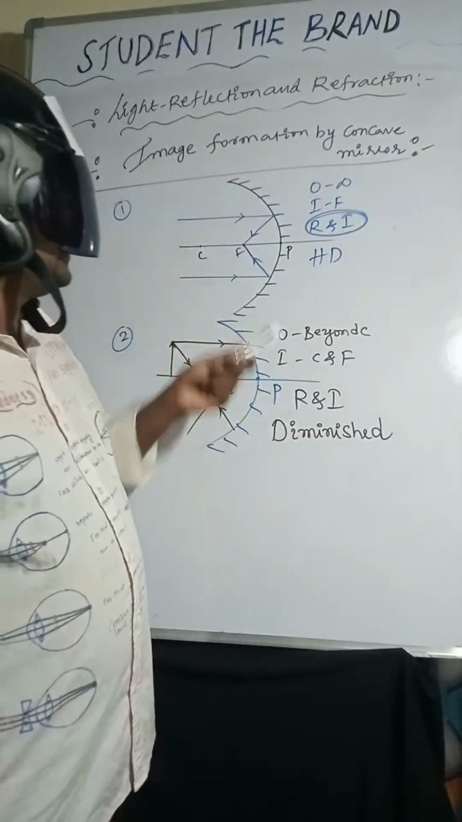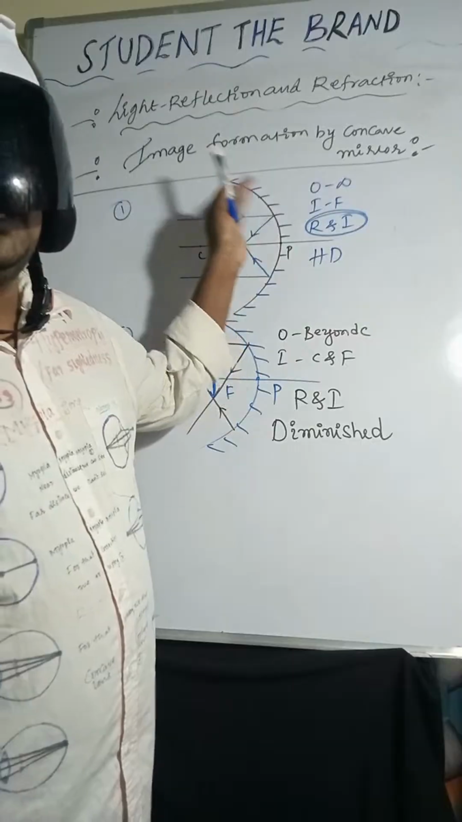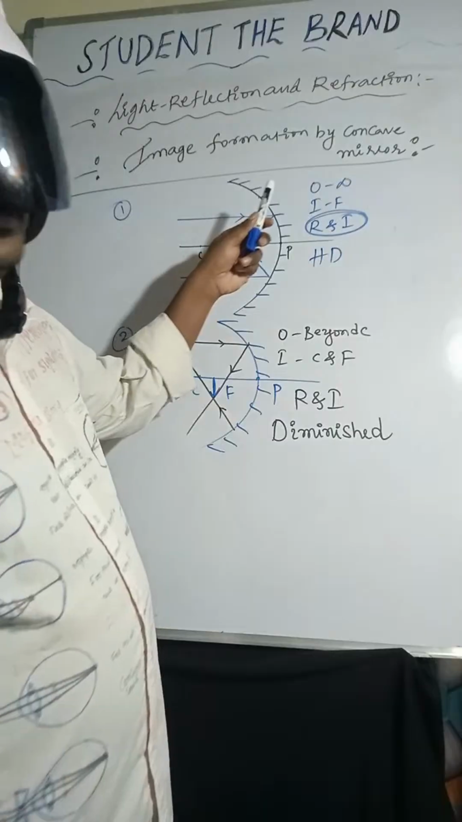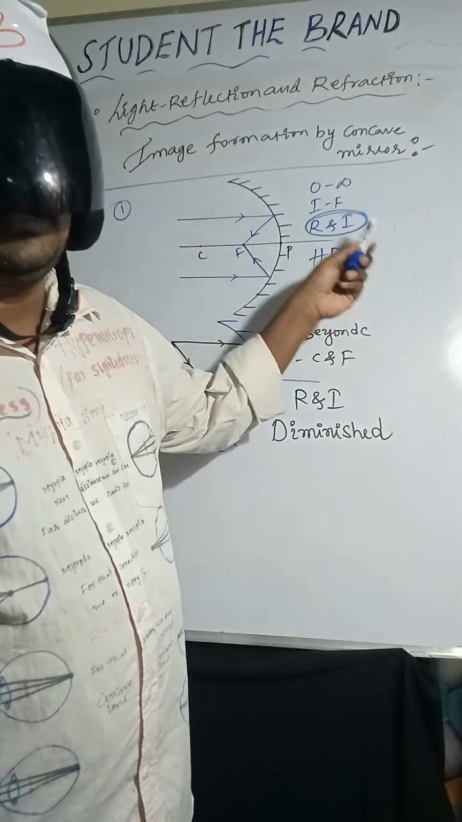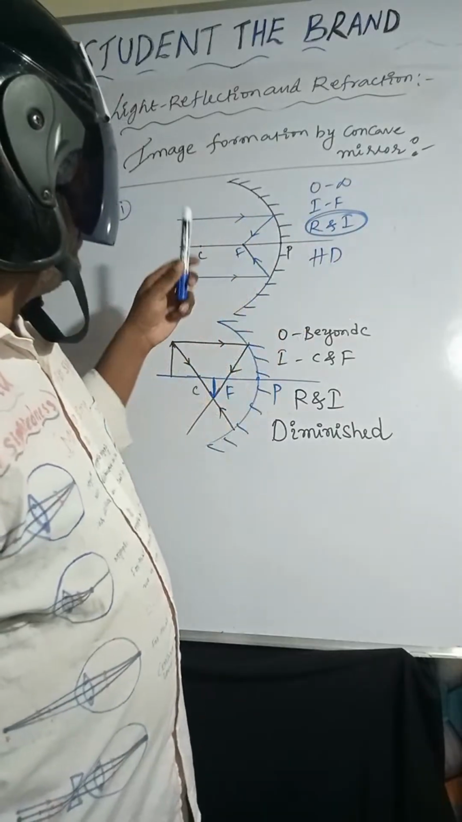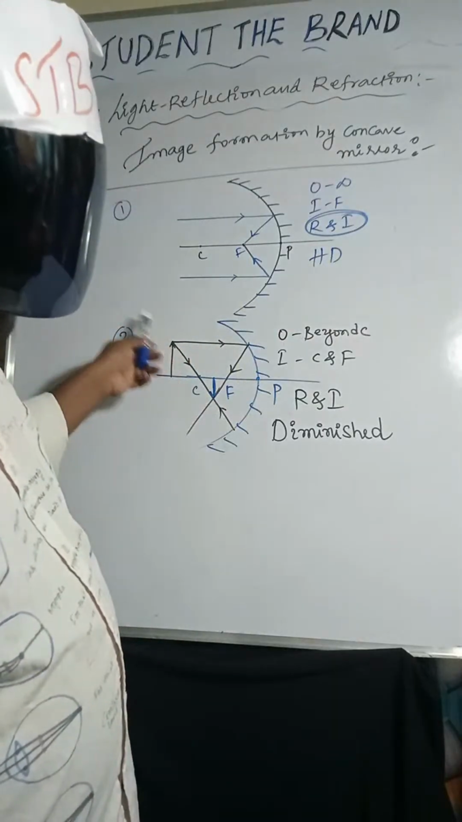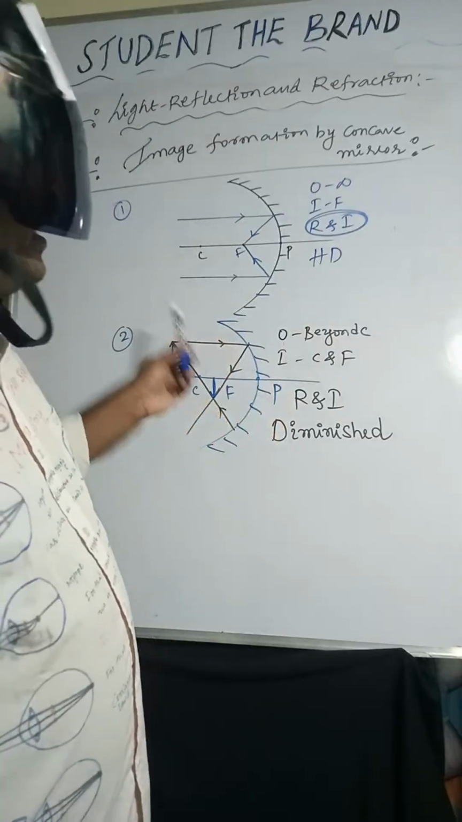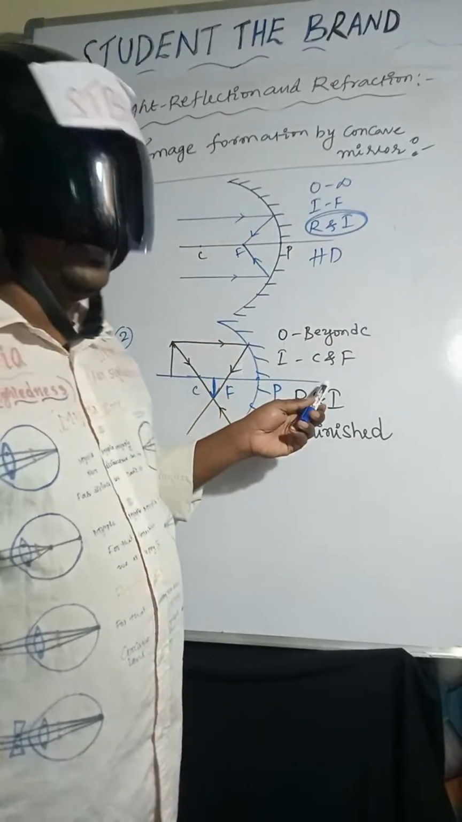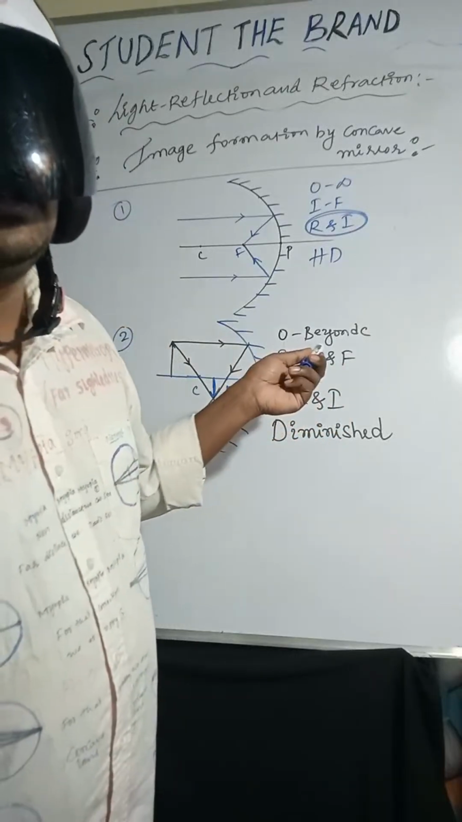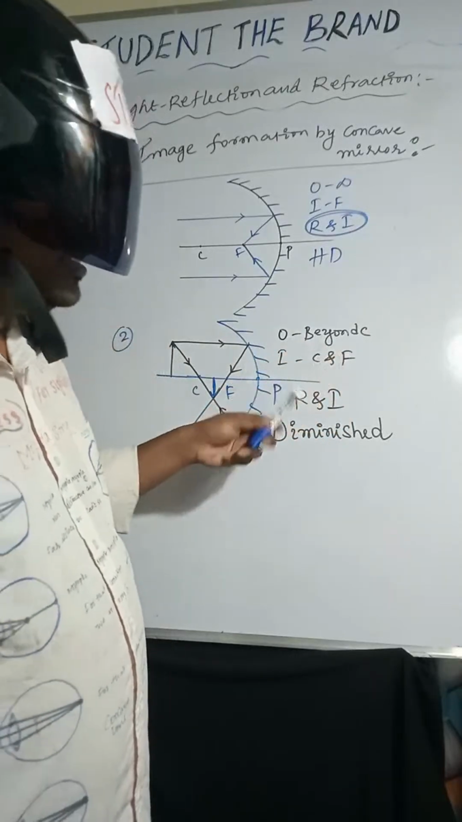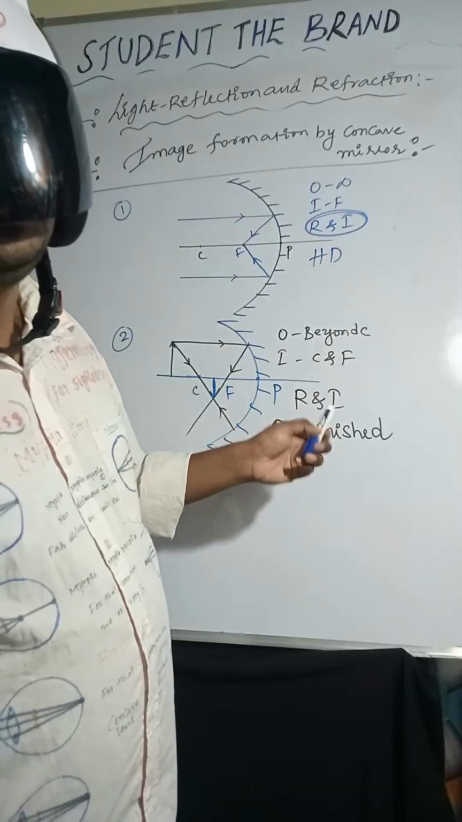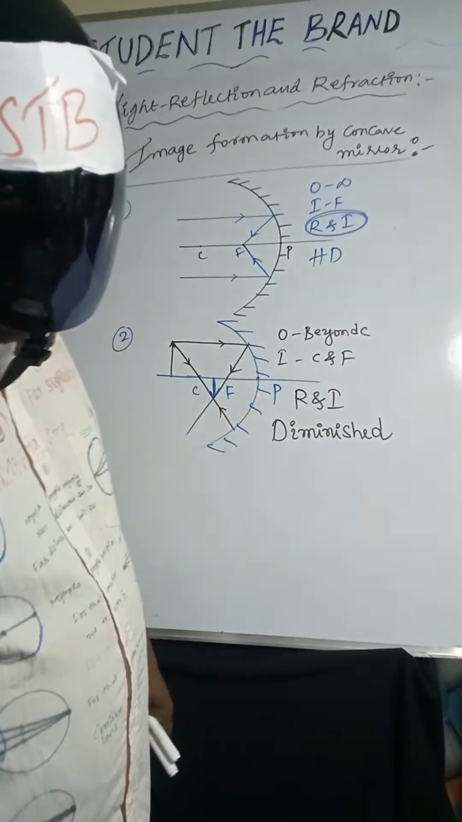So this is the first case and second case. In this case, object is placed at infinity, image will form at focus, nature of the image is real and inverted, size of the image is highly diminished. Here object is placed beyond center of curvature, image will form between C and F, nature is real and inverted, size of the image is diminished. Okay. Next.